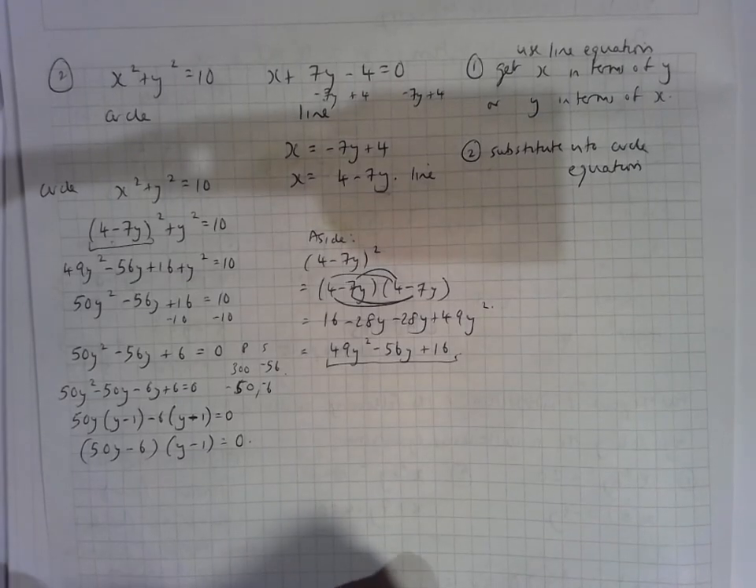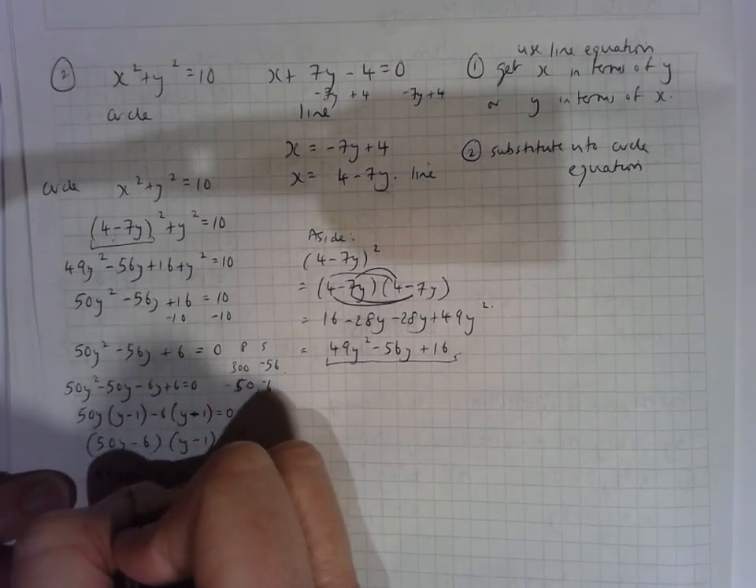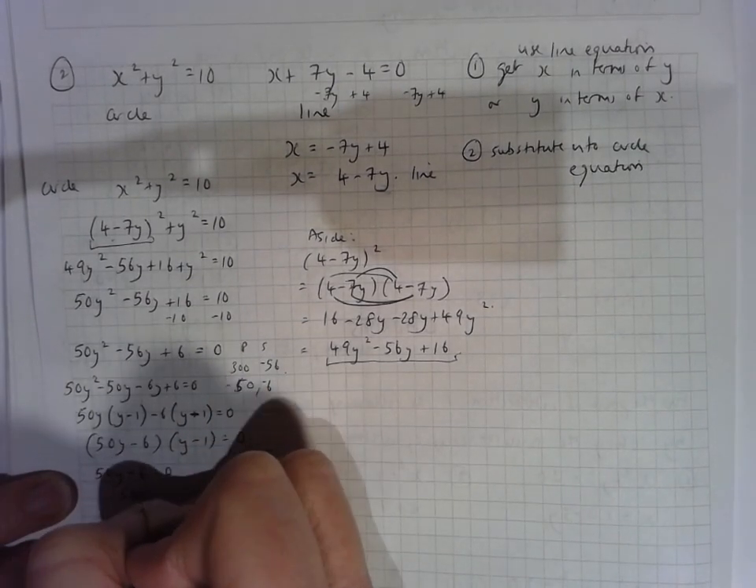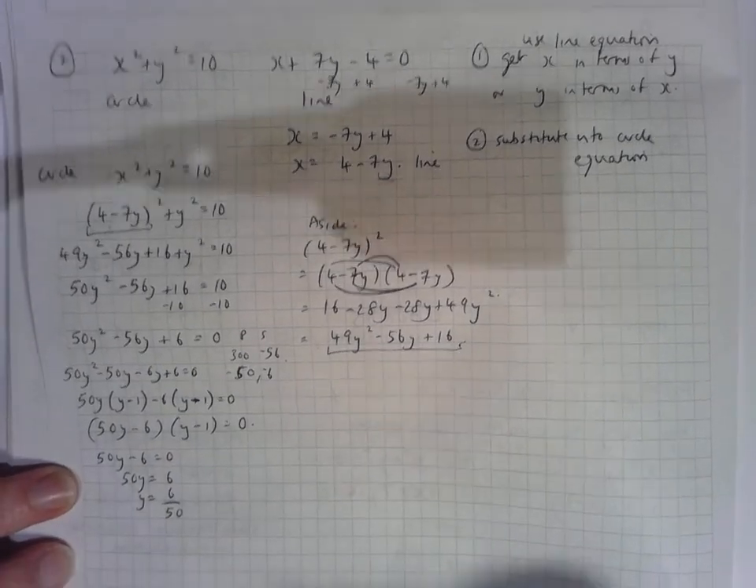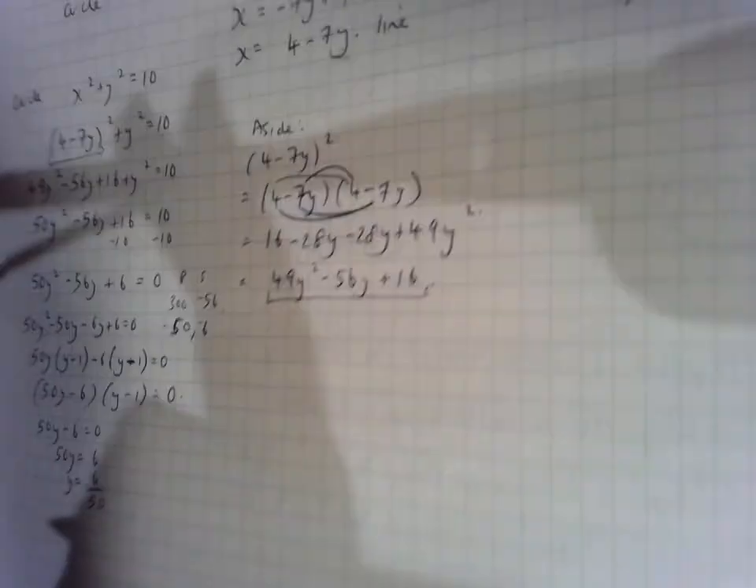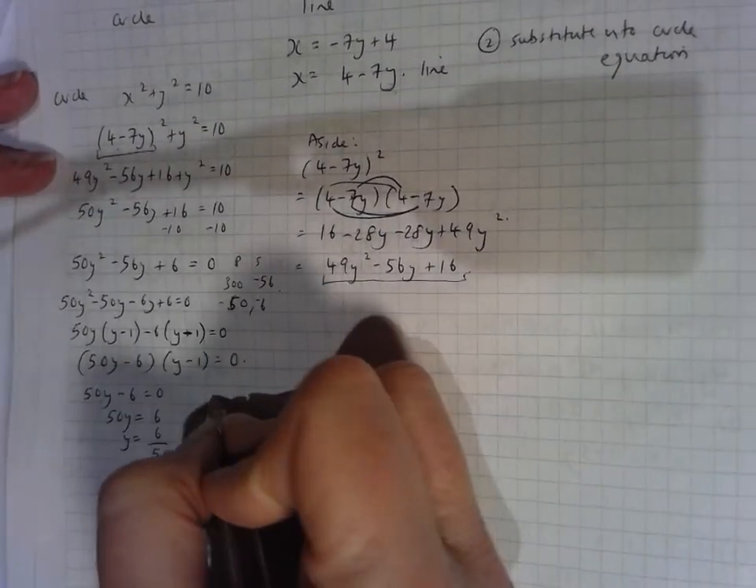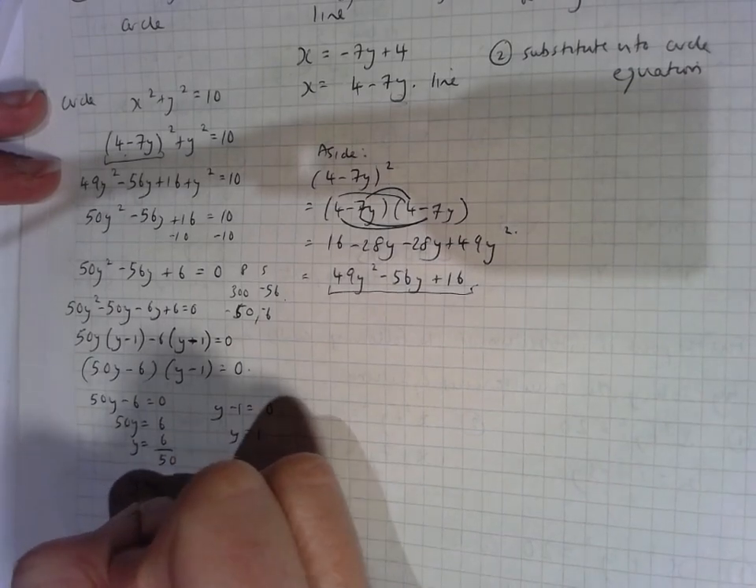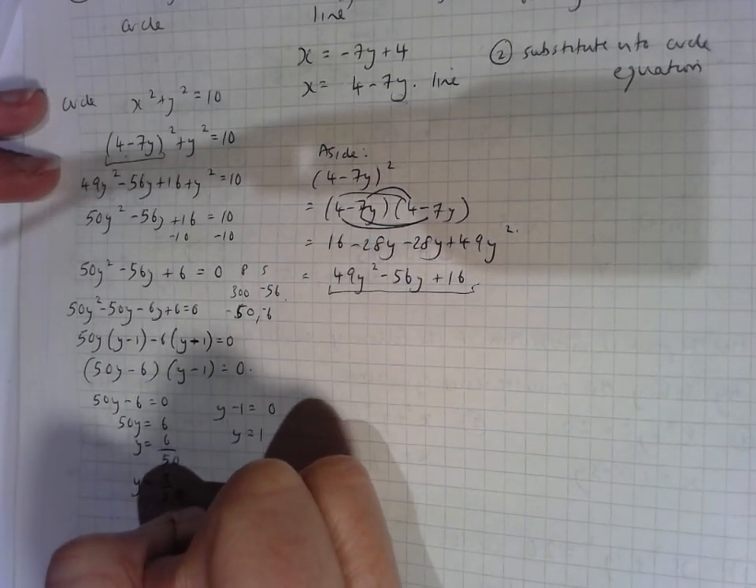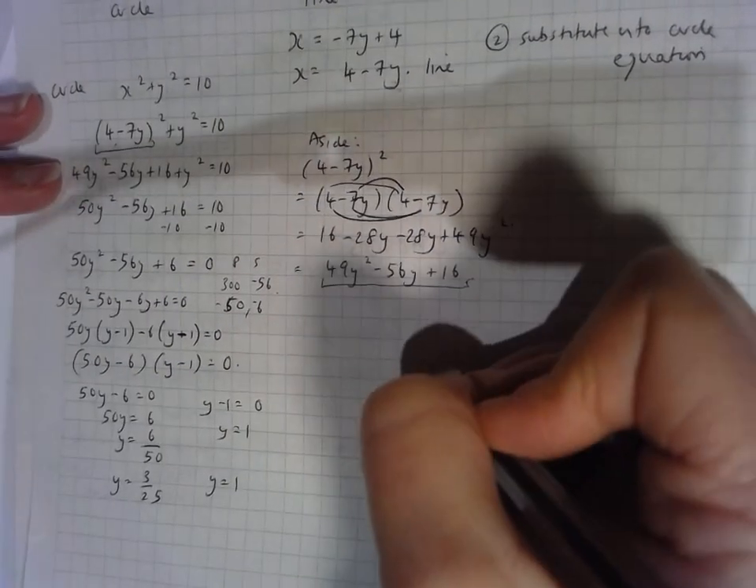There's my factors. So either 50y minus 6 equals 0, 50y is equal to 6, y is equal to 6 over 50, which is really manky as an answer, but anyway, or y minus 1 is equal to 0, y is equal to 1. So y is equal to 6 over 50, which is 3 over 25, or y is equal to 1. So now I've got to find x.